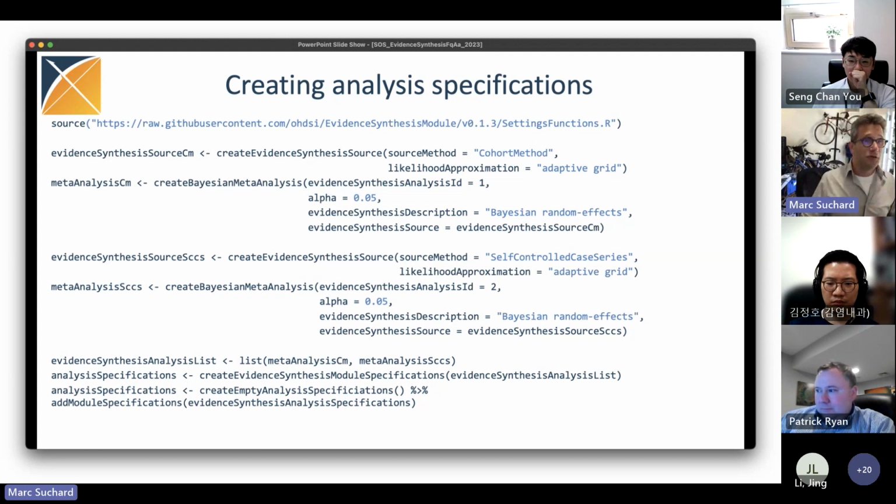Then we need to provide a couple of options that specify the Bayesian model that we'd like to fit to these different likelihood functions. We need to give it a unique analysis ID so that it doesn't conflict with other results on the database server. We need to specify after calibration how we'd like our credible intervals calibrated.